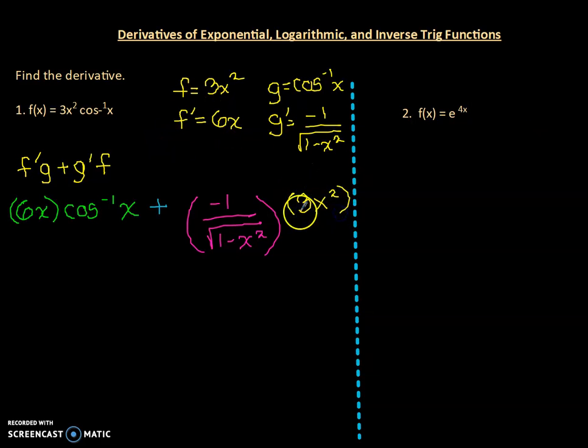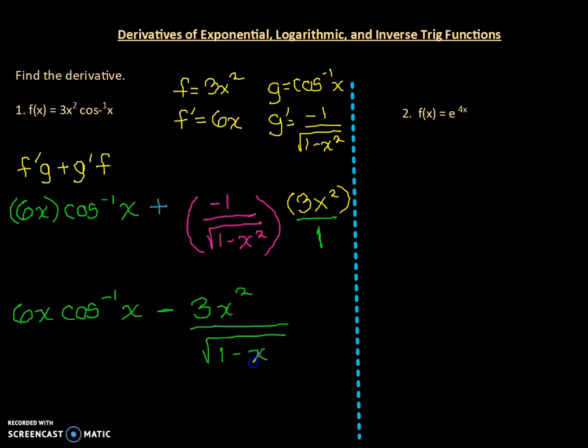So all I'm going to do here is clean it up. There's nothing to do in the first term because I have 6x times the inverse of cosine of x, and there's nothing I can do there. The plus and negative, I'm going to change to minus, and to multiply fractions, we just go straight across, and the fraction form of 3x squared is 3x squared over 1. If I go straight across, that would give me 3x squared over the square root of 1 minus x squared. Remember, I already moved that negative as a minus sign, so that plus negative is just minus. And there are no like terms to add and subtract, so this would be my derivative.